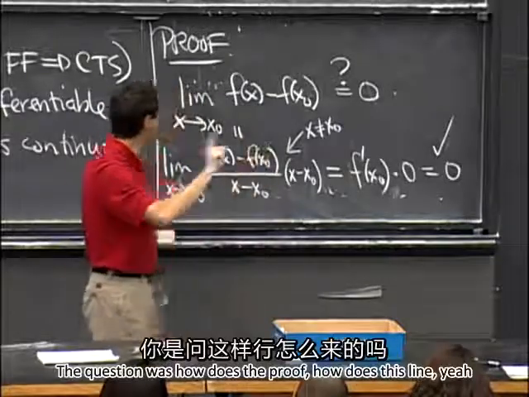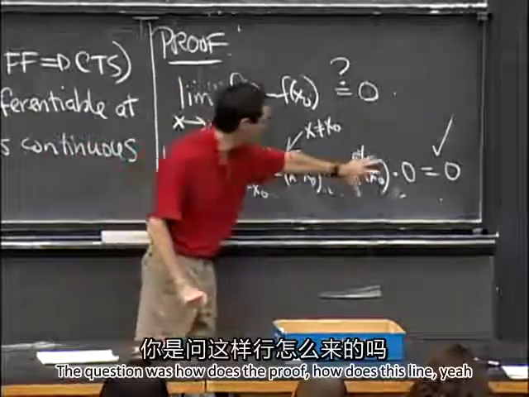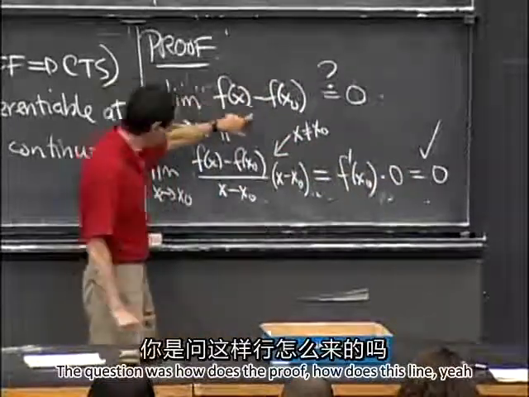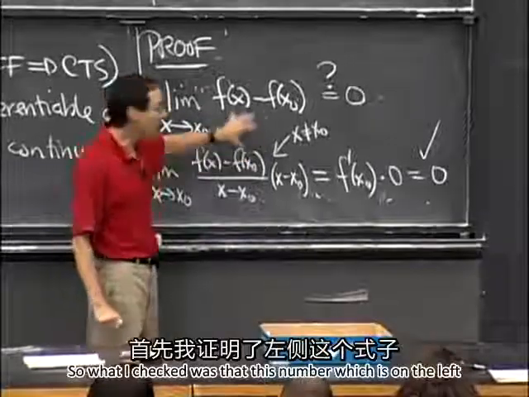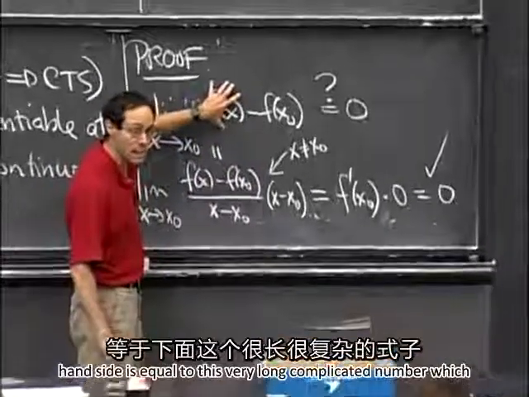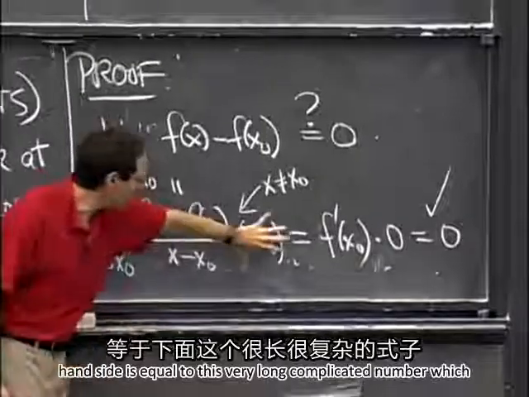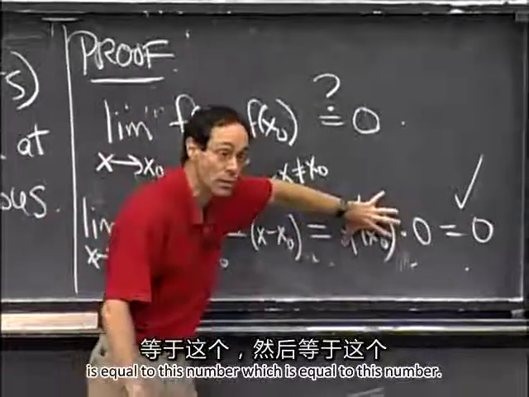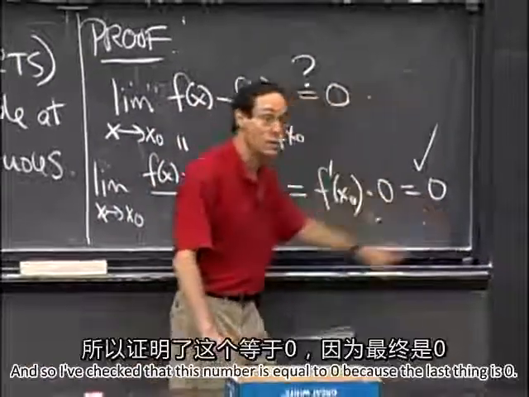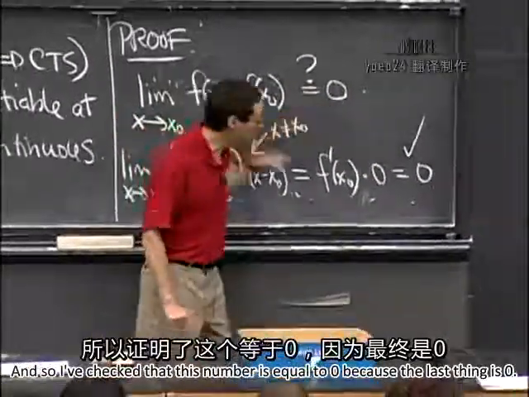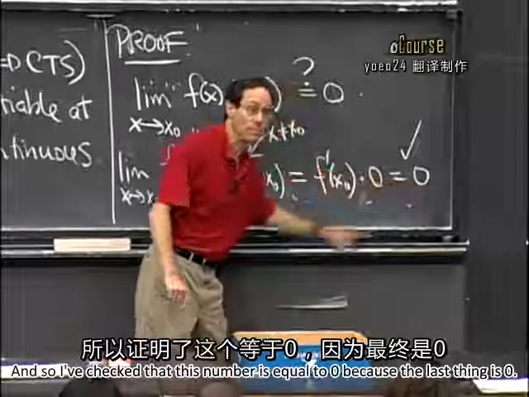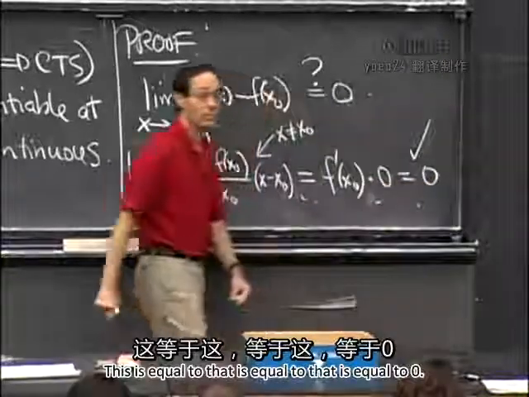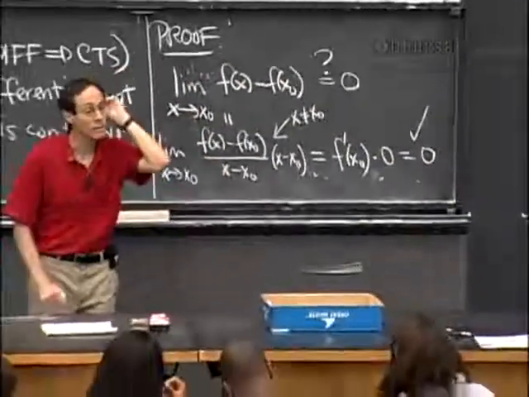The question was, how does this line, where the question mark is. So what I checked was that this number, which is on the left-hand side, is equal to this very long, complicated number, which is equal to this number, which is equal to this number. And so I've checked that this number is equal to 0 because the last thing is 0. This is equal to that, is equal to that, is equal to 0. And that's the proof.